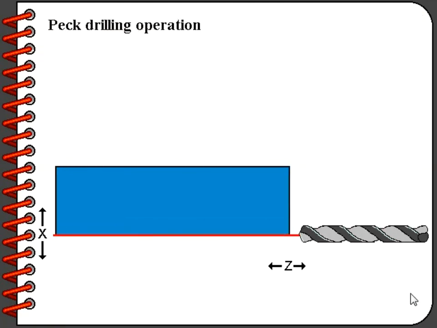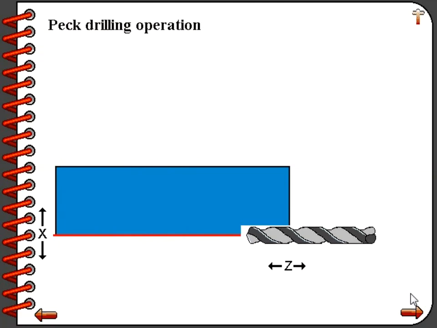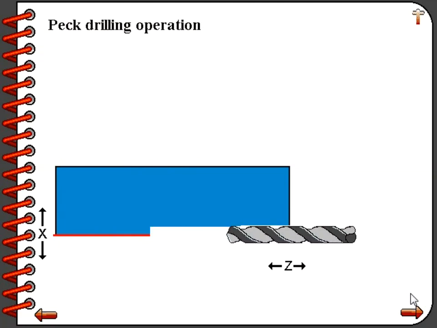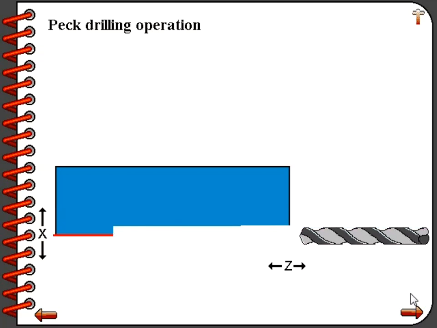A peck drilling operation would be very similar to a regular drilling operation, except that the tool will feed in a given distance, retract out of the hole, rapid back into the hole, and feed another given distance. This process would repeat itself until the final depth of the hole had been reached, at which point the tool should be retracted out of the hole.